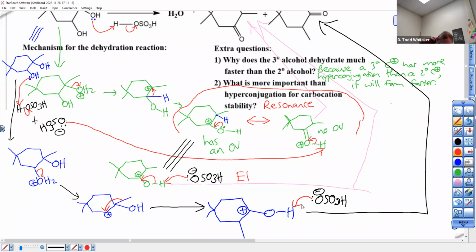Grab H. What's my next arrow? From the bond between the O and the H to a pi between the O and the C. End of story. Doesn't ask for major or minor, but this would be a minor cation compared to the major cation, which means the major product comes from the major cation. The minor product comes from the minor cation.